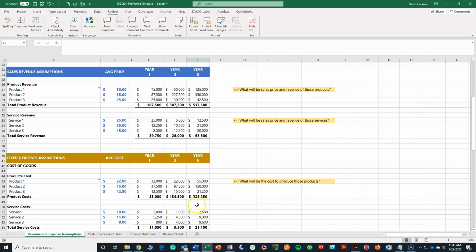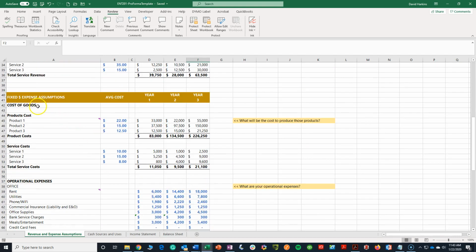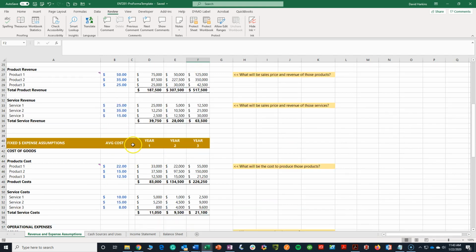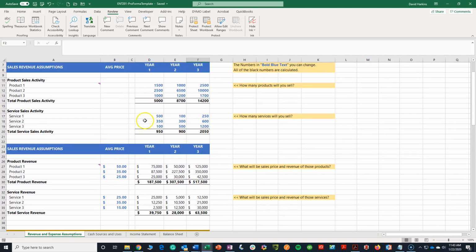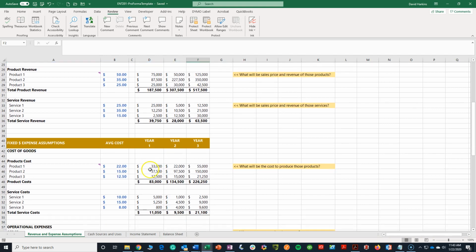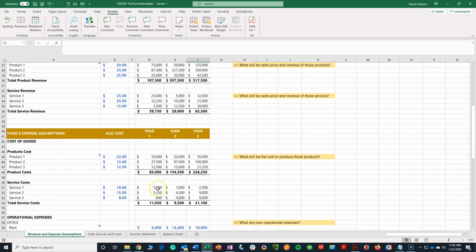And then the next section is, we'll start with cost of goods. So again, you see the product and the service items again. And now I've built in the average cost, not the revenue. So if product 1 costs me $22 to make, and let's say I sell 1,500 of them, then it's going to have a product cost of $33,000. Make sense? So you do that for each of your product or service lines.